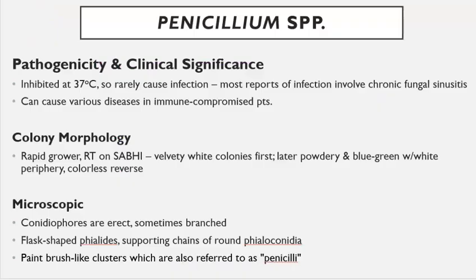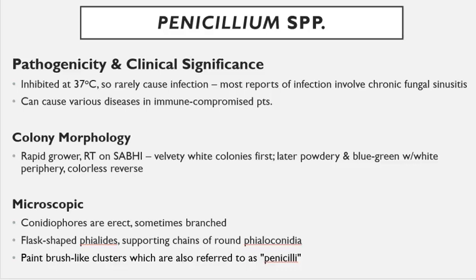Next up is Penicillium species. As far as clinically significant, it's inhibited at 37 degrees Celsius, so it rarely causes infection. Most reports of infection involve chronic fungal sinusitis. Penicillium can cause various diseases in our immunocompromised patients.